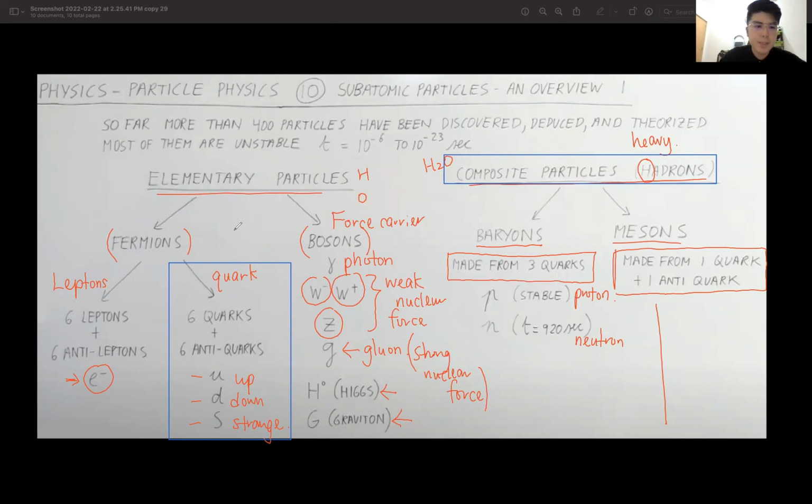So we say quarks are the building blocks of all matter in the universe, because baryons are made of 3 quarks, and mesons are 1 quark and 1 antiquark. Okay, next slide.